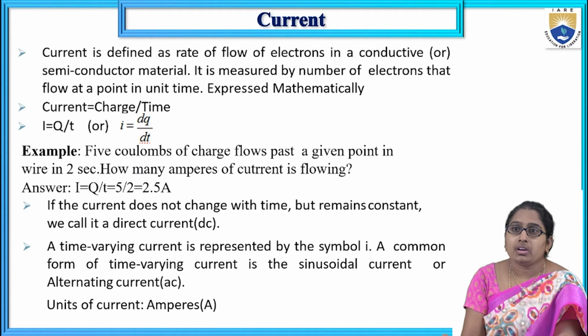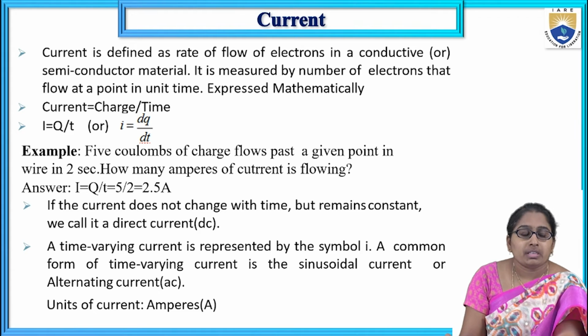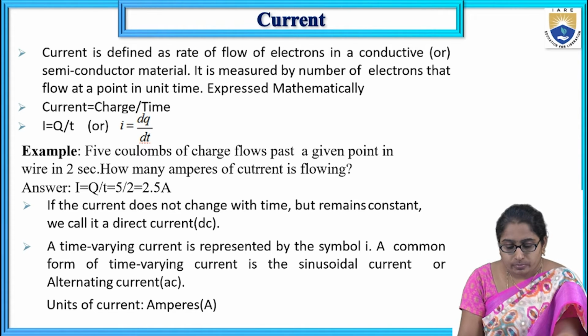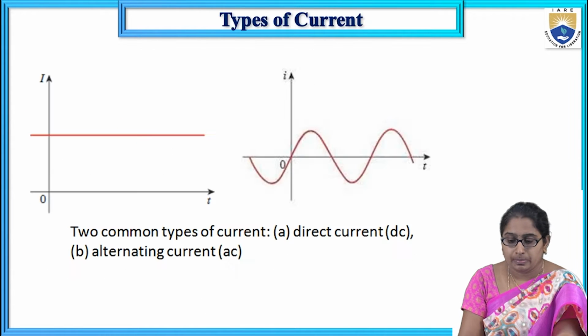They also say the commonly used signal for alternating signal is a sinusoidal signal, sinusoidal voltage wave or sinusoidal current wave. That is the AC signal. Now, the units of current are amperes.